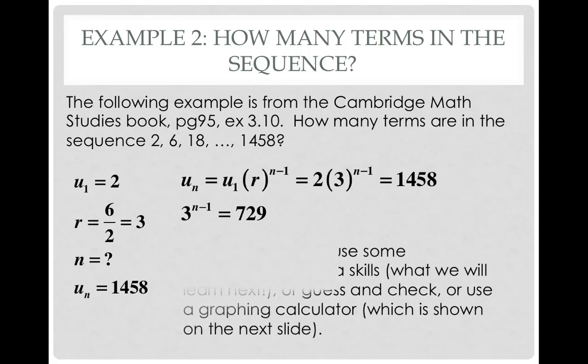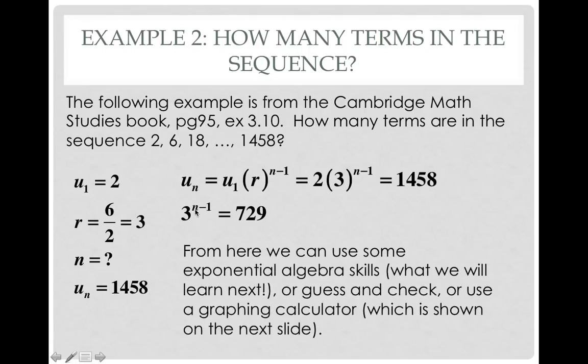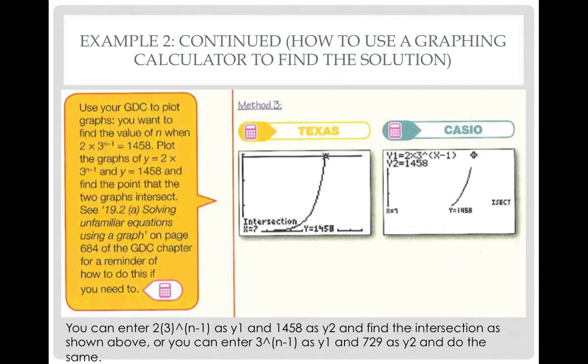We can just start guessing numbers for what n might be. Let's say n is 10. So we can do 3 to the 9th power and see if that equals 729. Maybe that was too high, so maybe you guess 7. So 7 minus 1 is 6, 3 to the 6th power. Okay, and so on. And then the final thing that you can do is you can use your calculator. I'm going to show you that next.